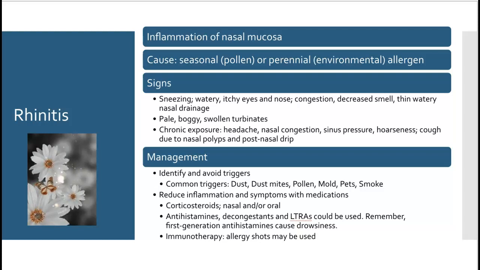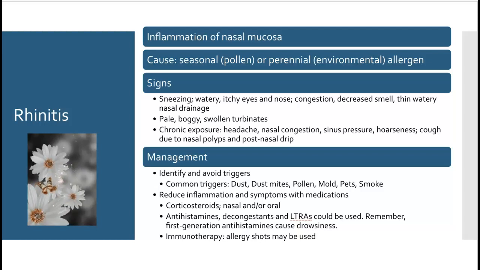So if you're actually looking into the nose, you might see pale, boggy, swollen turbinates, which are just part of the nares. Somebody may have some decreased smell, the nasal drainage. With chronic exposure, they can get headaches or nasal congestion, sinus pressure, hoarseness, cough due to nasal polyps, and postnasal drip.